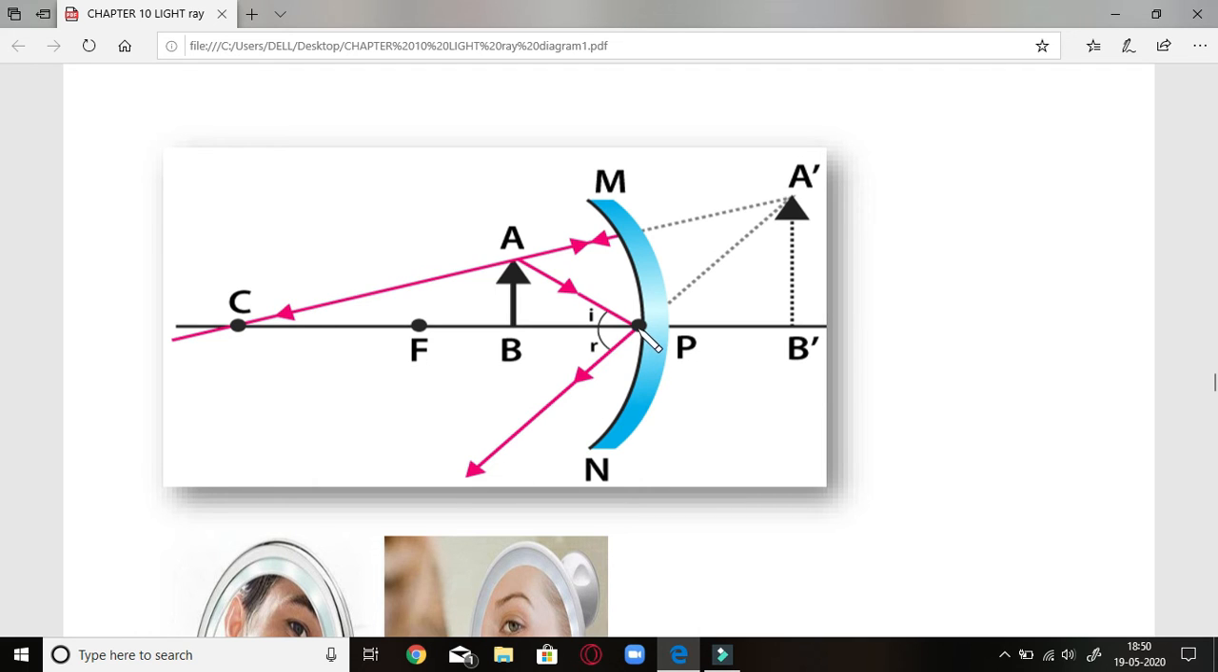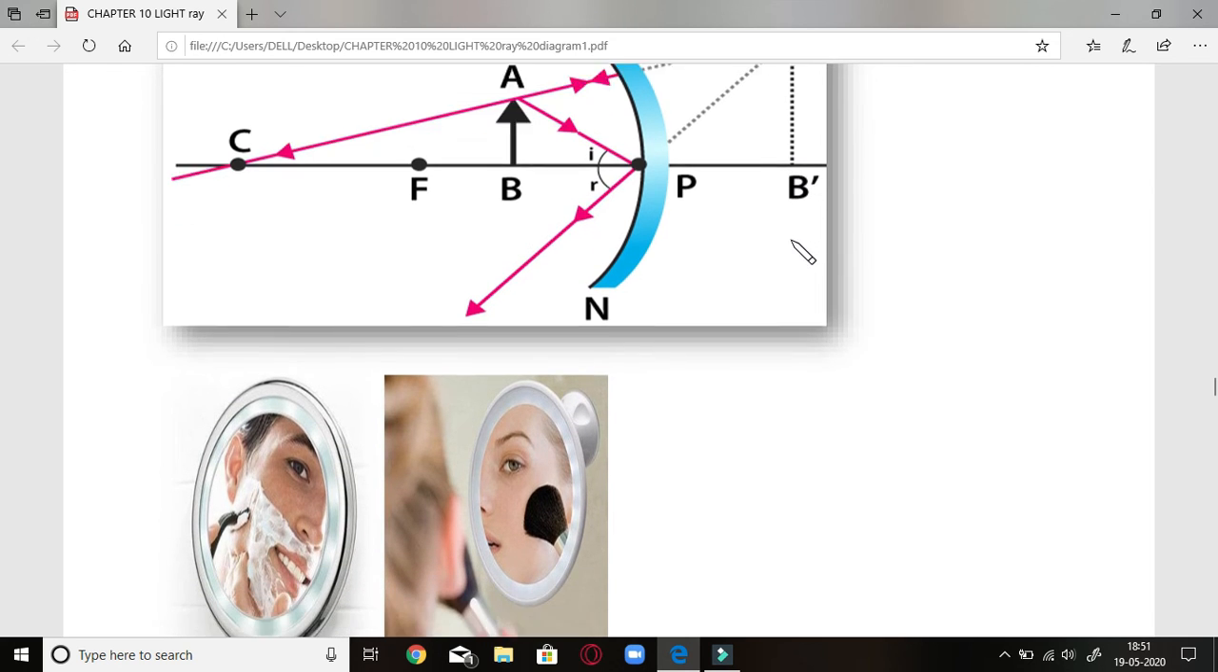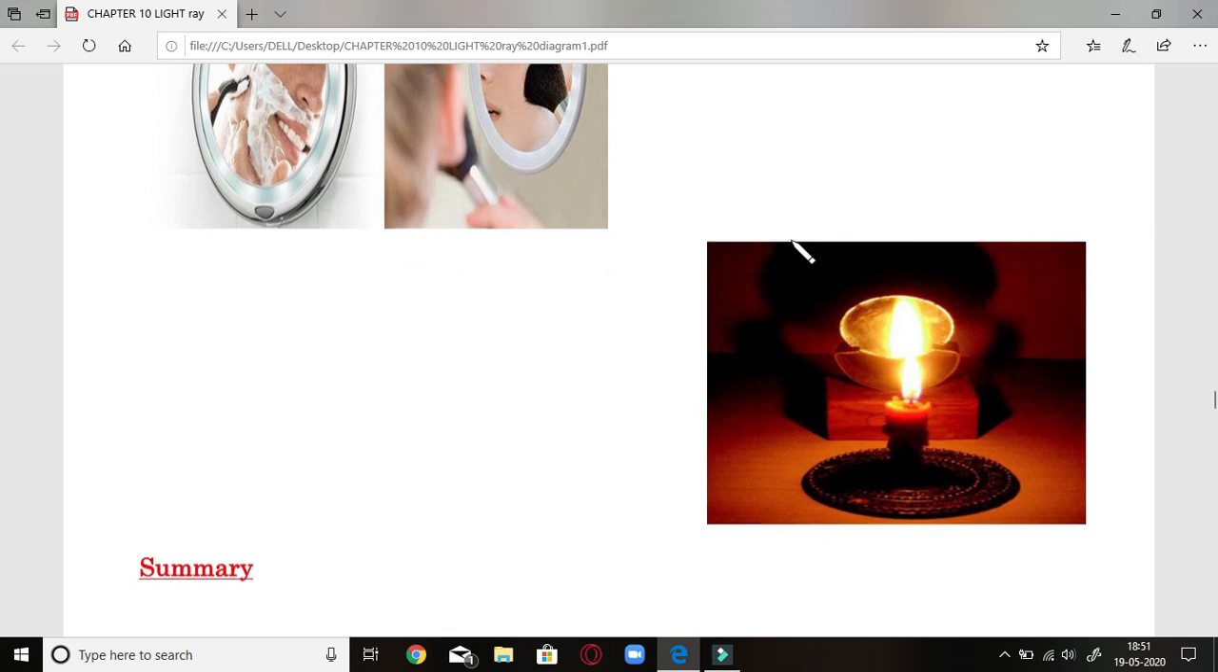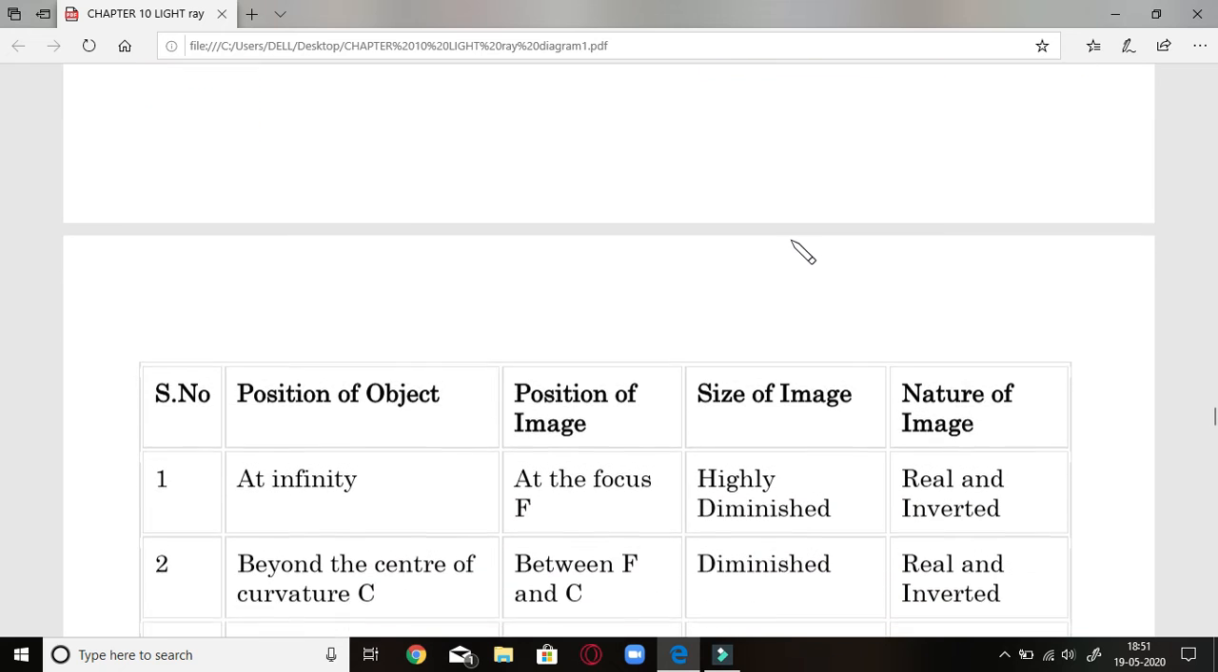Now if you extend these rays back, you will find that they meet at this position, forming an image A dash and B dash. I have placed this arrow upright and the image arrow is upright also, because the image formed is erect and virtual and highly magnified. You can see that the image is almost double the size of the object. So this is used as a practical application for shaving mirrors or makeup mirrors, as the image formed is like this. So these were the 6 positions where we have kept the object. Let us summarize it.